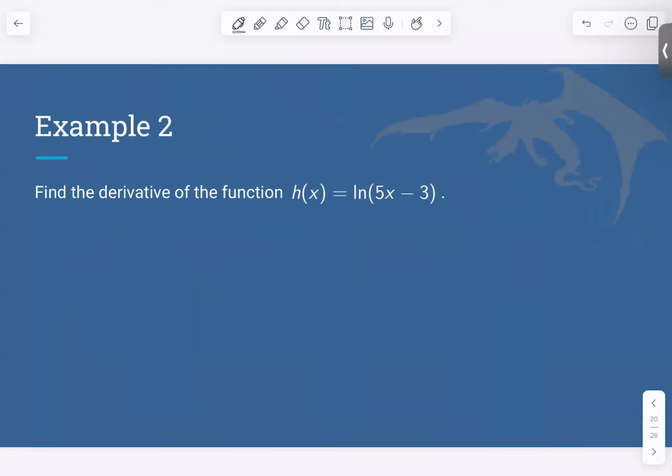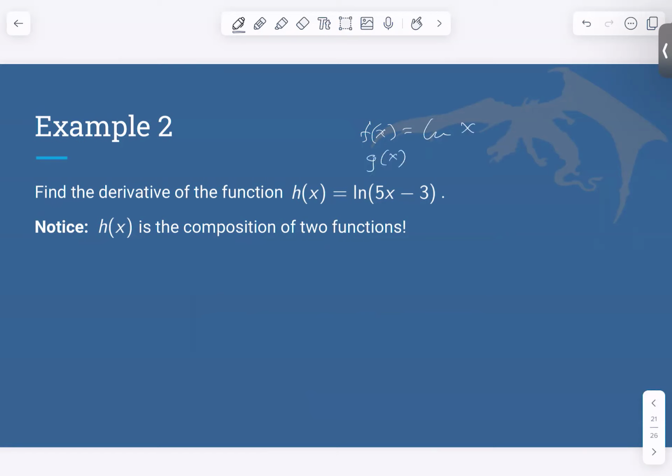All right. So what about this derivative function h of x, where we have ln of 5x minus 3? Well, that is actually a composition of two functions. So the first function is, in essence, if you want to think of it as f of x is equal to the ln of x. And then g of x is our other piece that's actually nested within that. So it would be 5x minus 3.